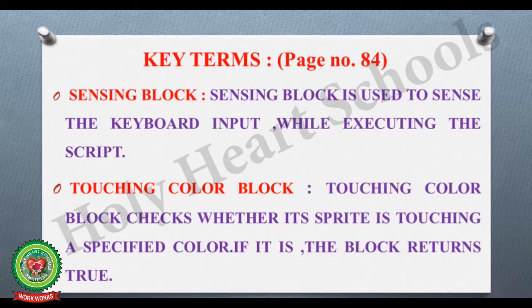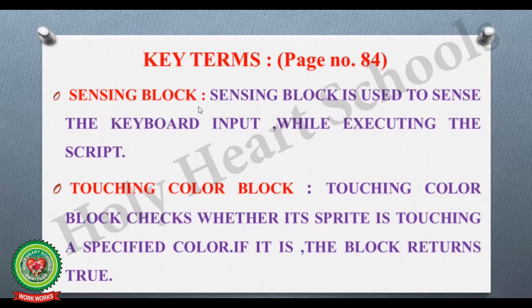Before going to start the chapter, let's discuss a few key terms that we are going to learn from page number 84. Here the first term is sensing block, where sensing block is used to sense the keyboard input while executing the script. Sprite will perform action according to the given input.